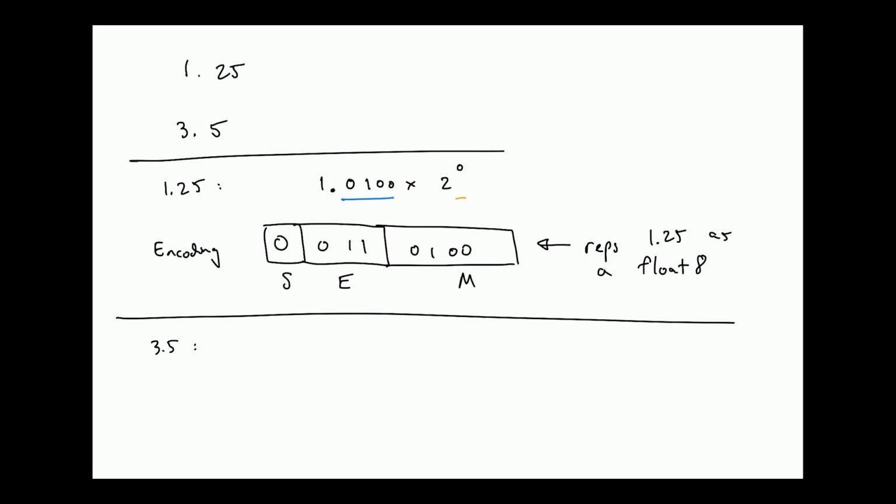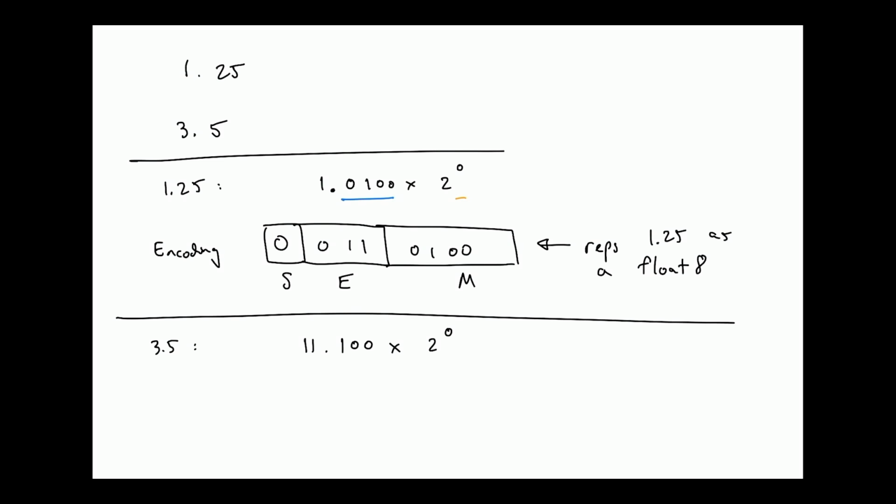Step one, write it in sort of binary style scientific notation, so we would have 1.1 times 2 to the 0. Okay, and I'm going to tack on a couple of zeros so that I have the right number of things. Okay, so the stuff before the radix, right, 3, 1, 1. The stuff after the radix, well, 0.5 is a 1 in the halves place, so there we go.